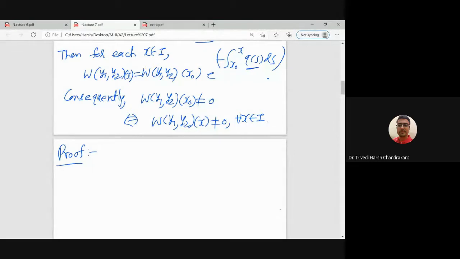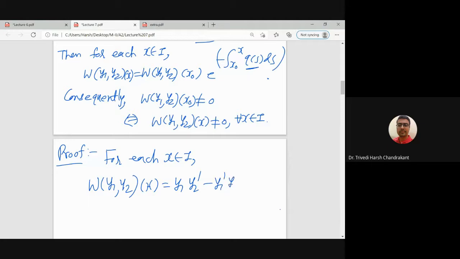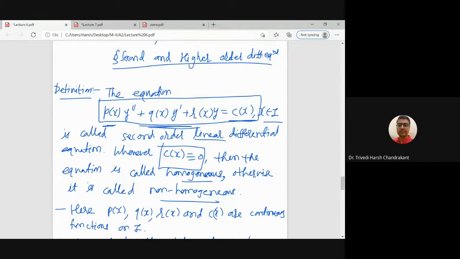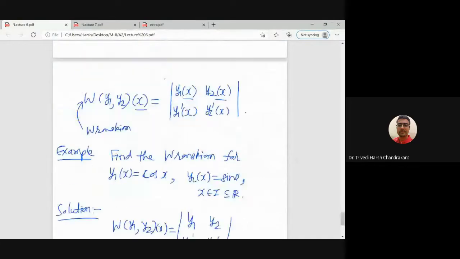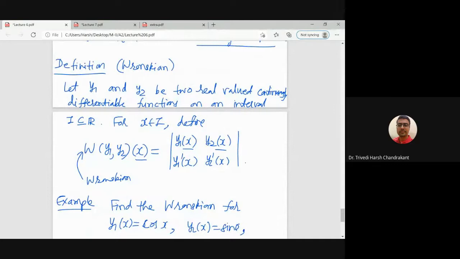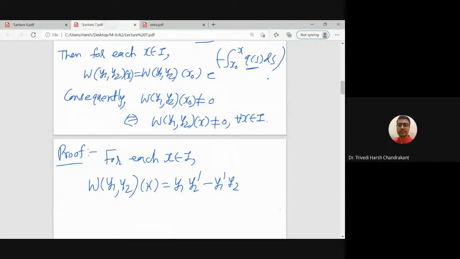So first of all, let us recall the formula of the Wronskian. For each x point in the interval, we have already defined the Wronskian to be y1 y2 dash minus y1 dash y2. So that is this determinant which we have considered in the previous lecture. This is our Wronskian.